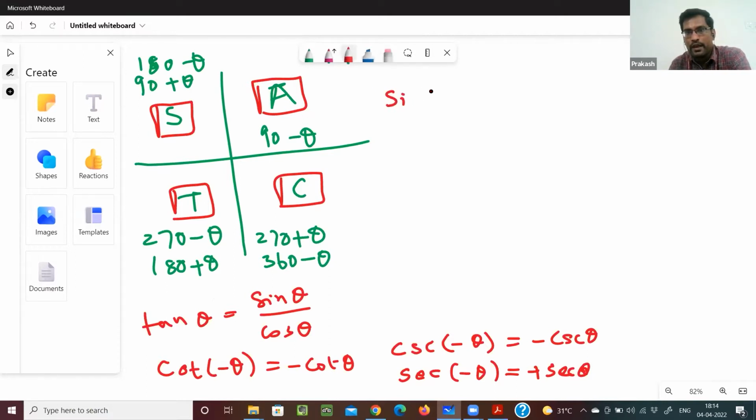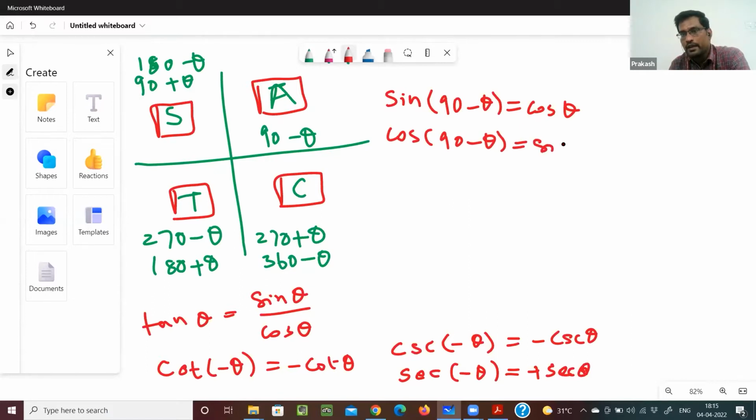Yeah, sine of 90 minus theta. This is sine of 90 minus theta, in the first quadrant. In the first quadrant, we know all the functions are positive. This is cos theta, and cos of 90 minus theta is equal to sine theta. These identities are very simple ones. Easily we can identify these things.